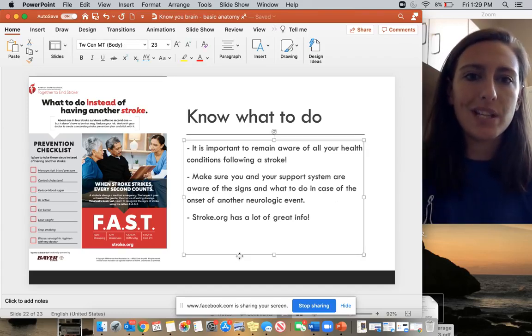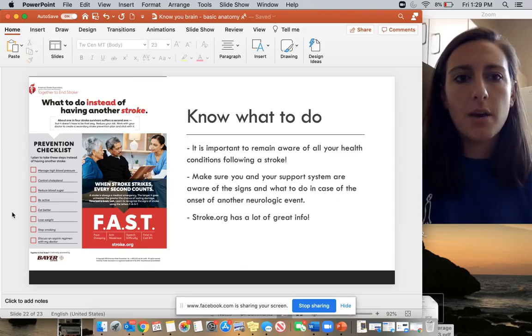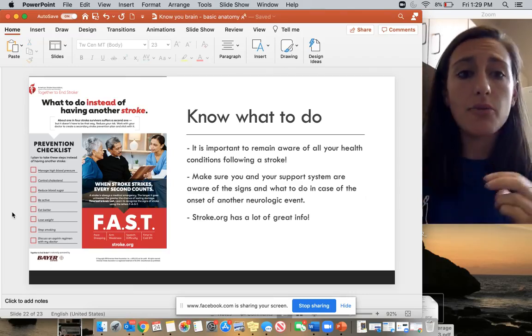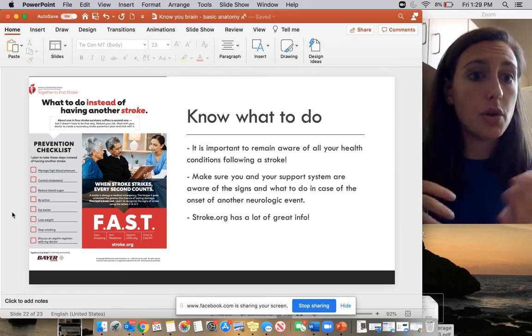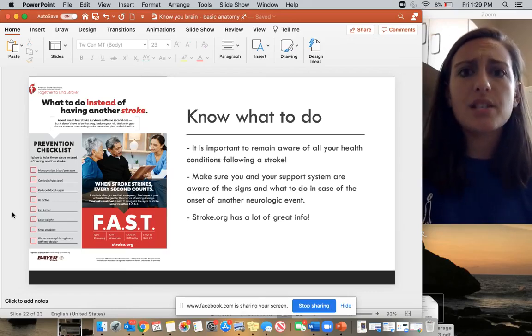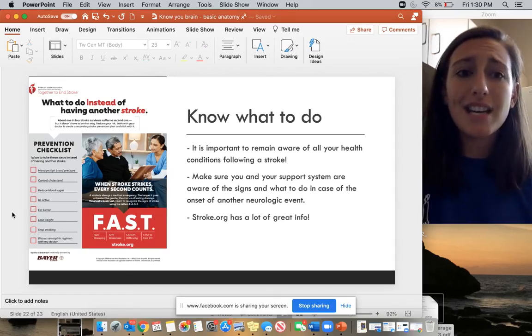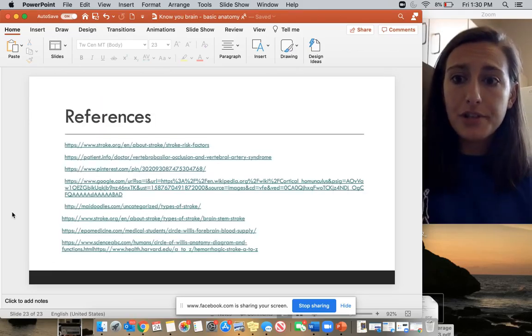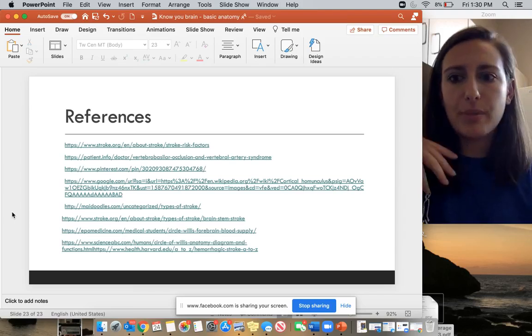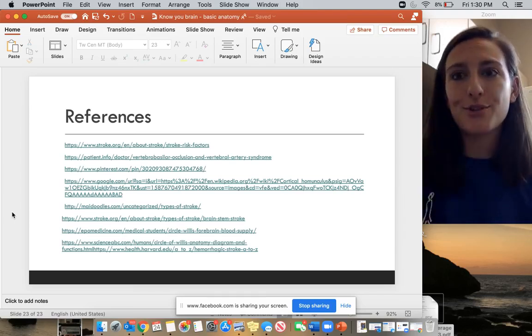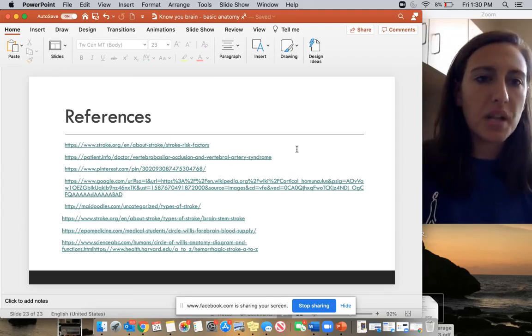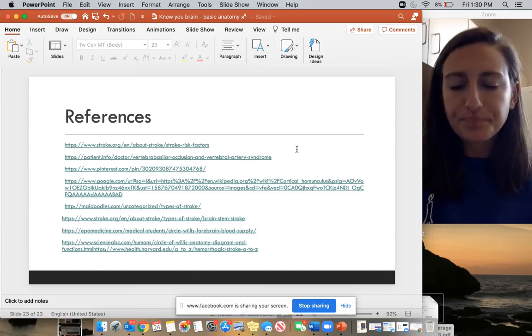And stroke.org really does have a lot of great information and references for changing your risk factors, awareness of stroke and recognizing stroke, ways for lifestyle modification, and just education about your brain and your stroke. So these are references. I have a lot of references on there about the pictures that I found because pictures are fun. But I do have stroke.org on here. And there are certain references about blood supply to your brain and things like that.